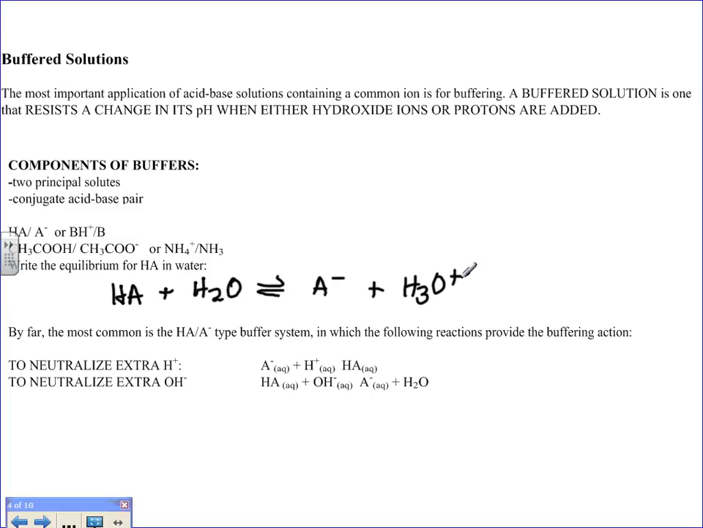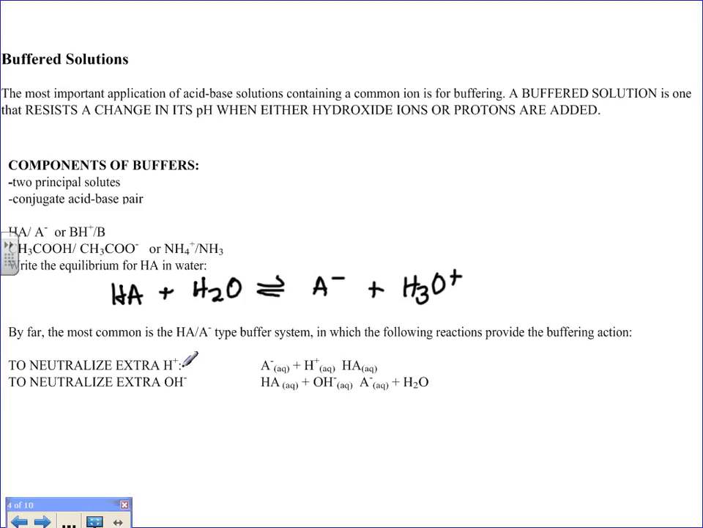So if you've got a buffer, it consists of a conjugate acid-base pair. So if I were to make a buffer of HA, I would have in the solution HA and A minus present. The reason that this system is able to resist changes in pH is because if I add H plus or OH minus, it will get consumed.